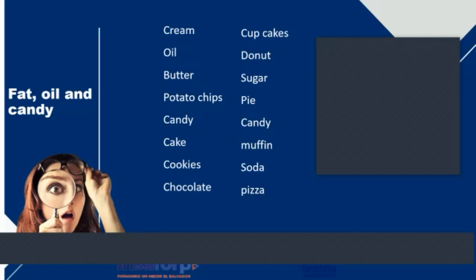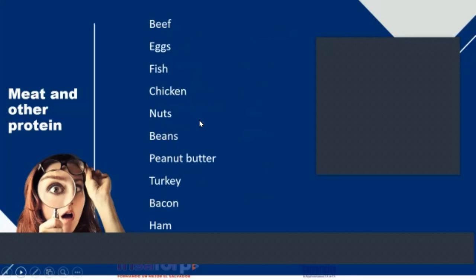Let's go with the next group of food. This is fat, oil, and candy. Grasas, aceite y dulces. So don't eat too much of this food. No coma mucho de esta comida. It's bad for your body. So meat and other protein.